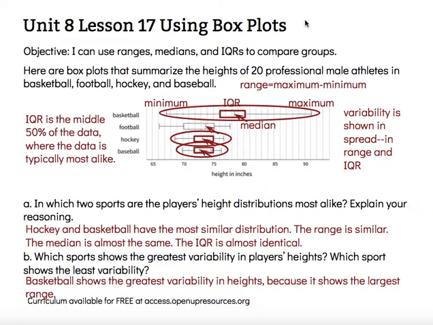Again, our objective says I can use ranges, medians, and IQRs to compare groups. And we did. We compared the heights of the players in these three sports by using the medians, the ranges, and the interquartile ranges to determine which are most alike and which have the most and least amount of variability.